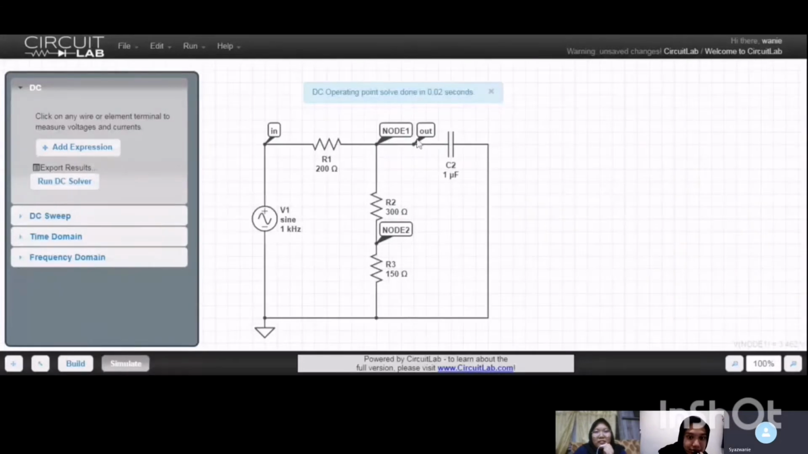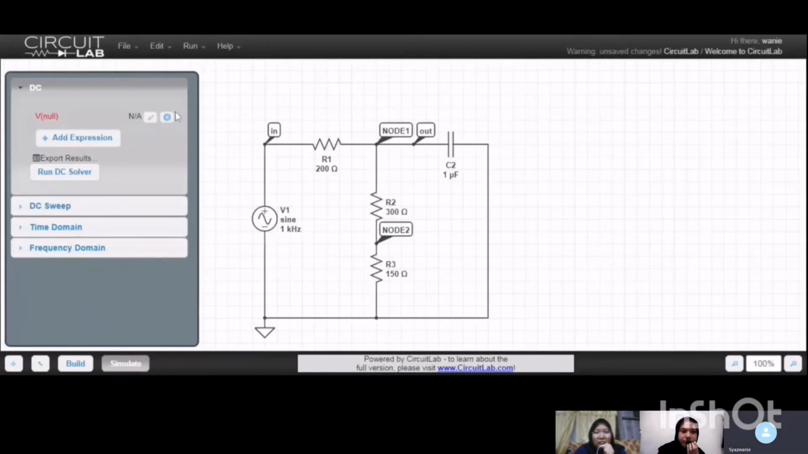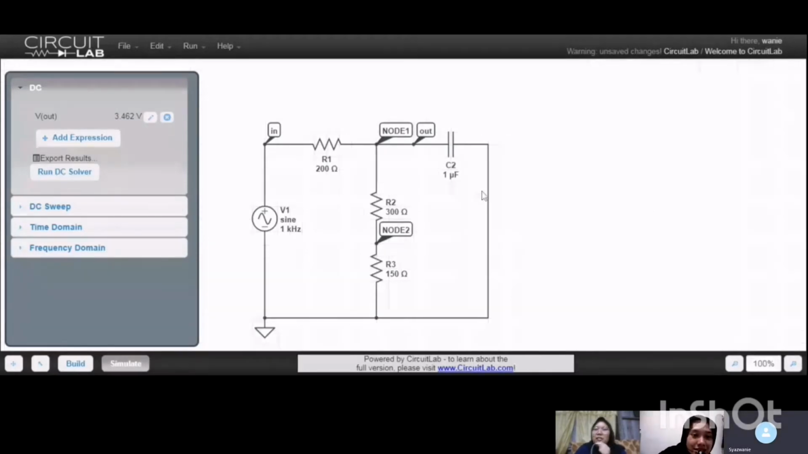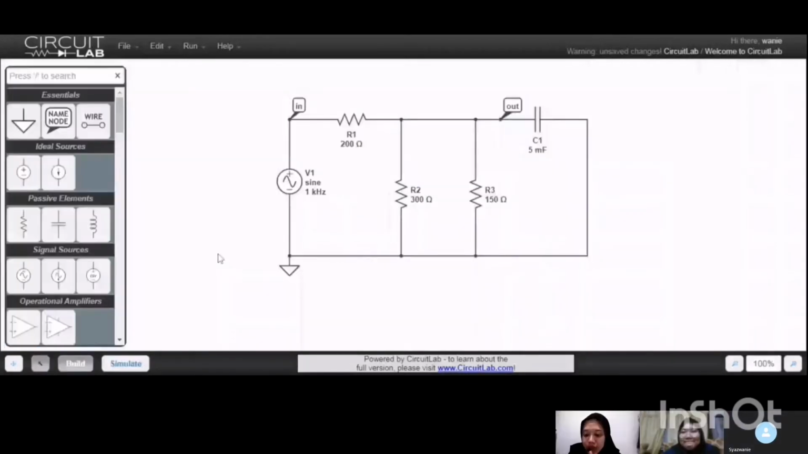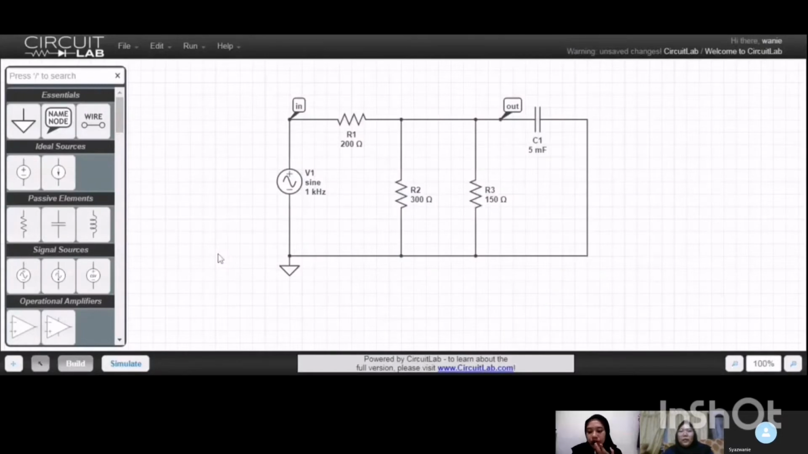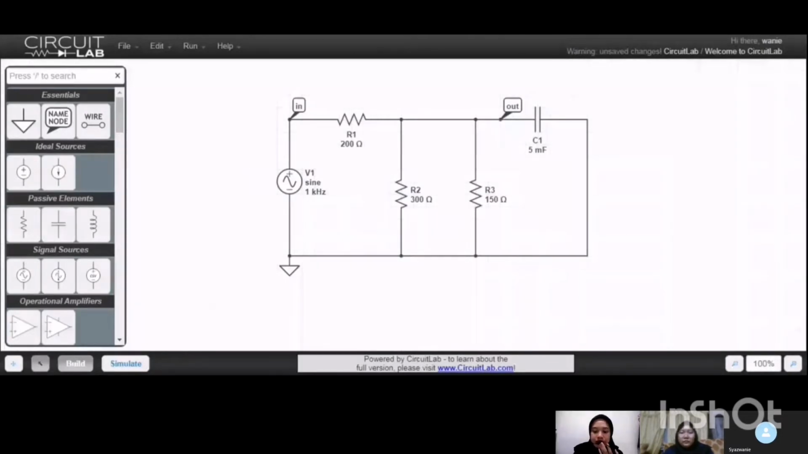So we touch the out box. We touch out again, then we get Vout. You understand? Yes, understand. So the value for the Vout is 3.462 volt.